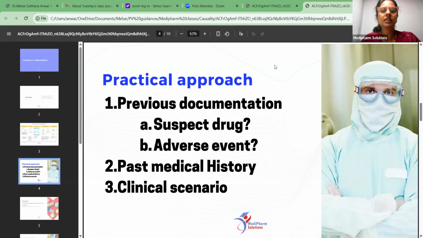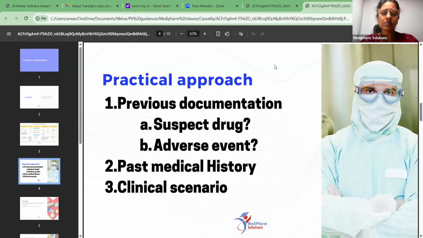So this is the case you're getting. I have given you a complete case so that it is easy for us to discuss today. So we have medical history, we have the concomitant medication, and we also have the clinical scenario which happened around the adverse event. So the adverse event here is the cerebral hemorrhage.